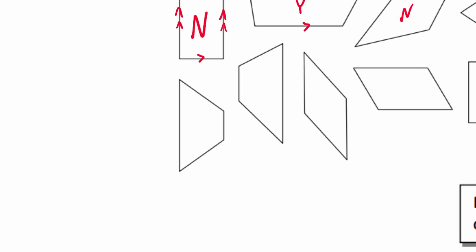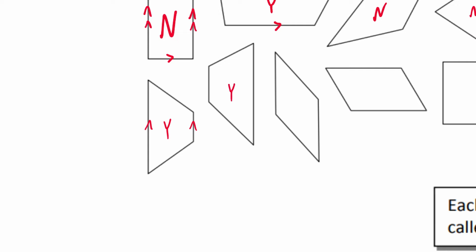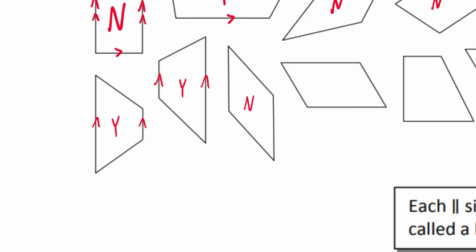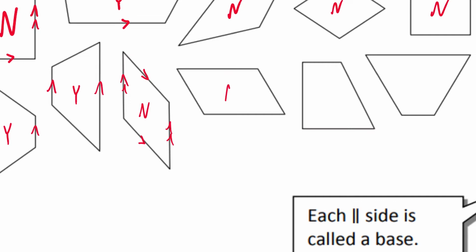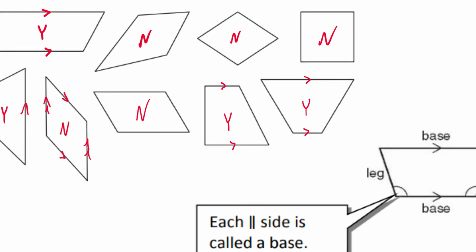What about this one? Yes, because this is parallel to this. The other two are definitely not parallel. What about the next one? Yes, because this side is parallel to this side. What about the next one? No, because this side's parallel to this one, and this side is parallel to this one. What about the next one? No, same reason. What about this one? Yes, this side's parallel to this one. And the last one? Yes, this side is parallel to this.